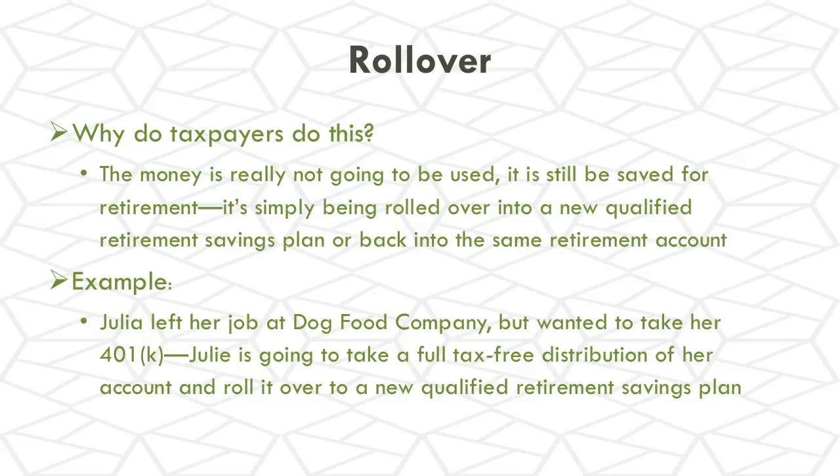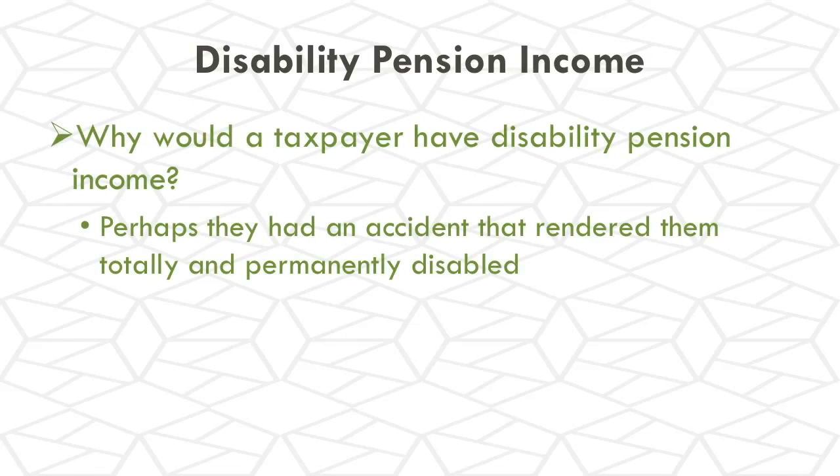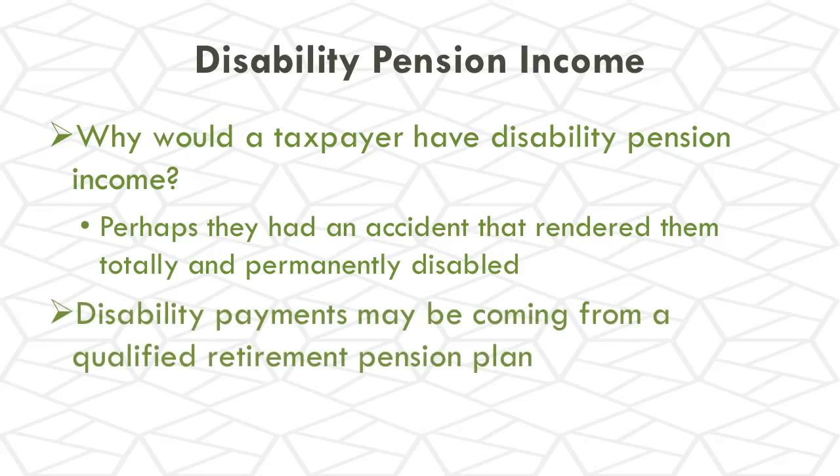Finally, let's end today with disability pension income. So why would a taxpayer have disability pension income? Well, perhaps they had an accident that rendered them totally and permanently disabled. They're going to be paid disability because they're not able to work, and those disability payments might be coming from a qualified retirement pension plan. That's often how it works.